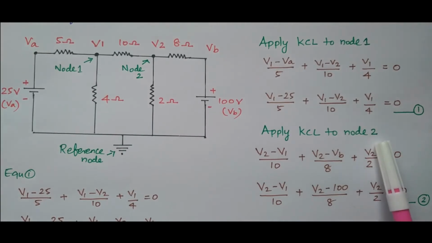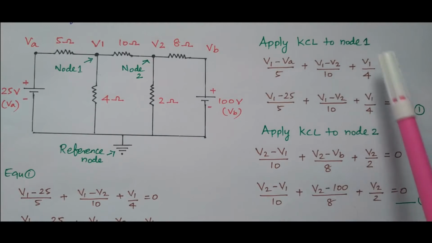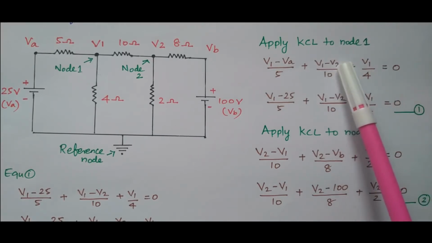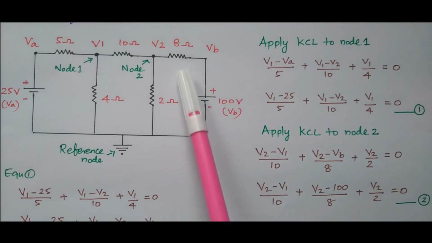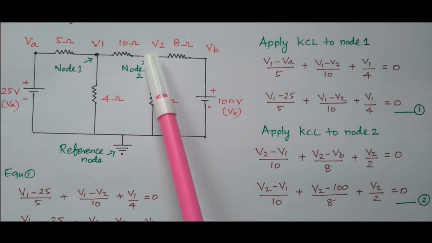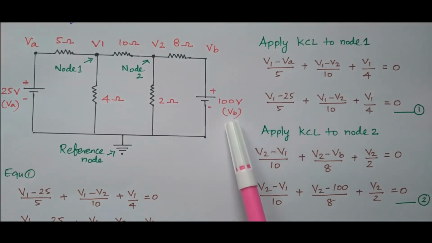While referring to node 2, we need to take V2 minus V1. If you refer to node 1, it means V1 minus V2. While referring to node 2, V2 minus V1 divided by 10. Then what is the current through this 8 ohm resistor? This 8 ohm is connected between node 2 and supply voltage VB. It is connected between V2 and VB. So V2 minus VB by 8.